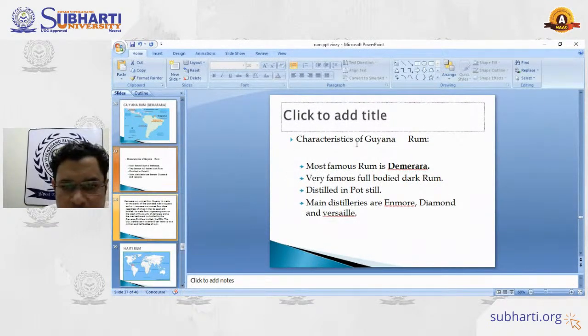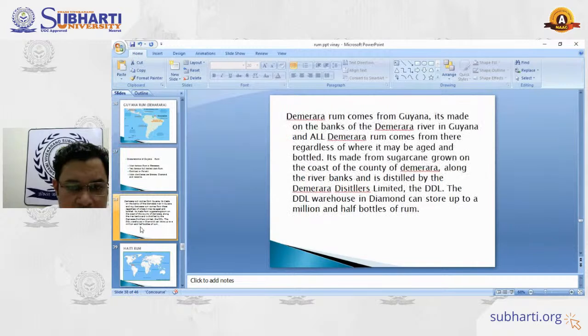The characteristics of Guyana rum. Most rums are Demerara. Very famous full-bodied dark rum distilled in a pot still. Main distilleries like Enmore, Diamond, and Versailles. When we call it Demerara, it is from Guyana. So let's study a little bit about what Demerara is.